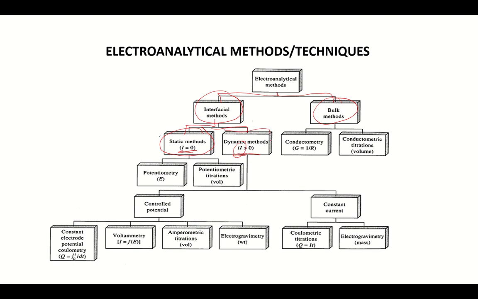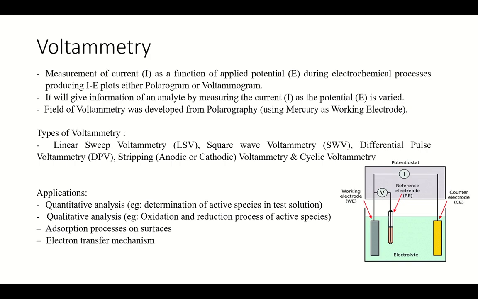Under dynamic methods, there are a lot more techniques, divided into two: one is controlled potential, another one is controlled current. Under controlled potential, there is voltammetry, the measurement of current as a function of applied potential during electrochemical processes, producing I-E plots. So it is the measurement of ampere and volt, current and voltage. At the end, you will plot an I versus E plot.